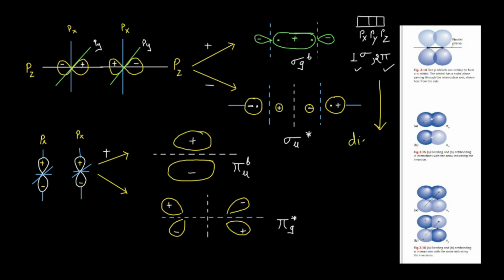Diatomic molecules, I am writing. Diatomic molecules, your pz orbital forms the sigma bond, while your px and py form your pi bond. Please remember, this is very, very important, right? And watch that particular video.